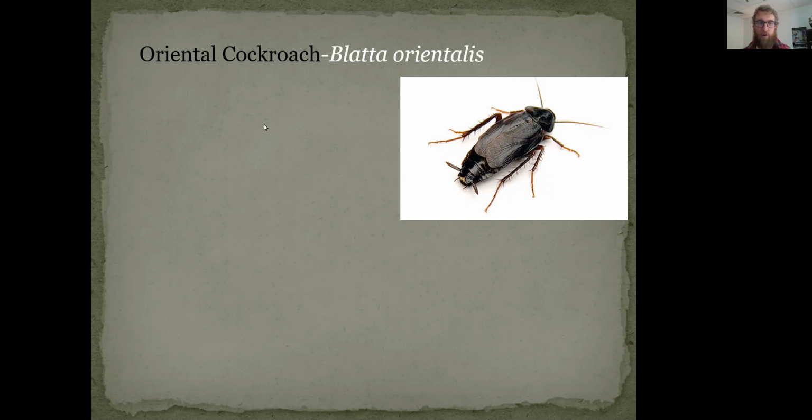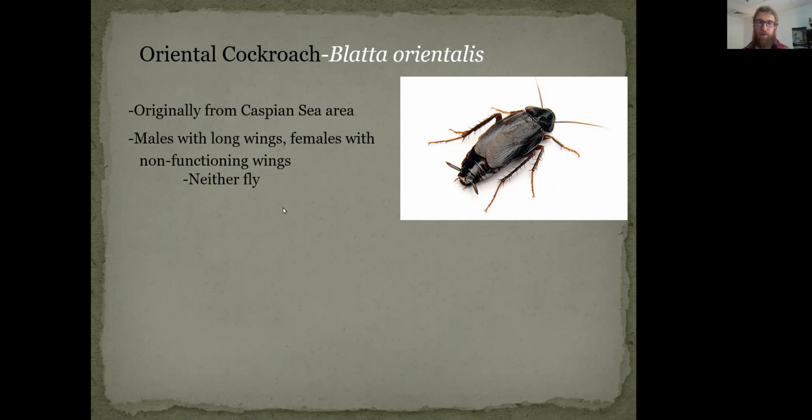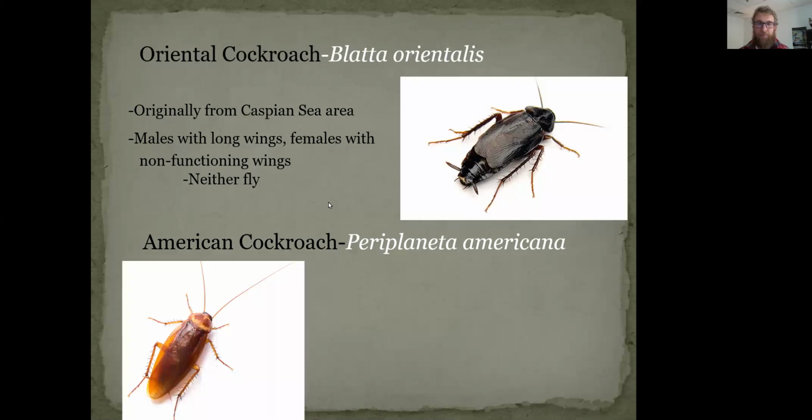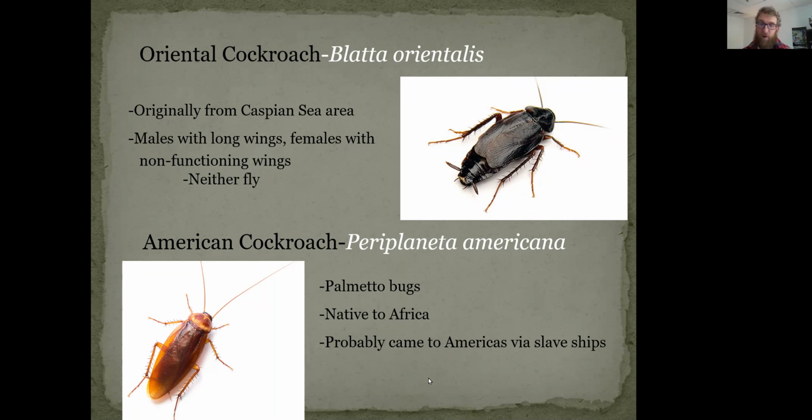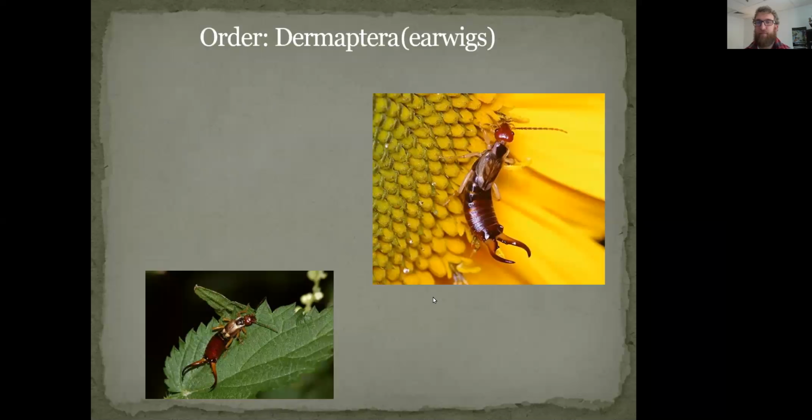So the oriental cockroach is originally from the Caspian Sea. Males have long wings and females have short wings, but neither one of them fly. And the American cockroach. Most people know these, also called palmetto bugs, if you're down south especially. Now, they're actually native to Africa. So even though they have the American cockroach name, they're not from here. So that's unfortunate. And they probably came over during the slave trade. So that's another strike against them.